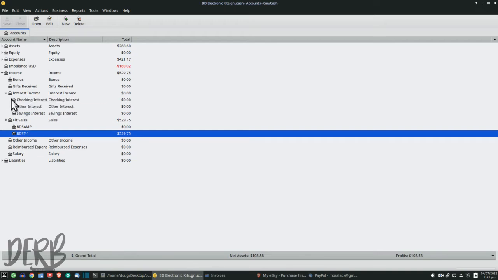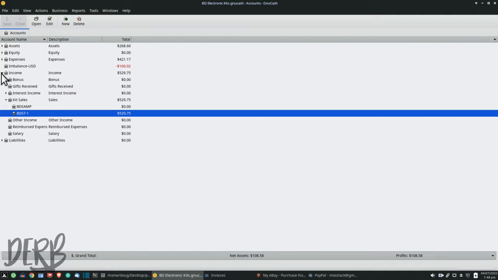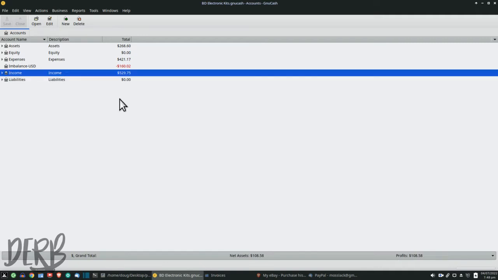Interest income, nothing there. Again, like I say, there's nothing under income but our sales, and that's what that totals. So our liabilities, again, nothing. We don't have any liabilities. So again, it's basically income, expenses, and what we've got in the bank. That's all I've got.